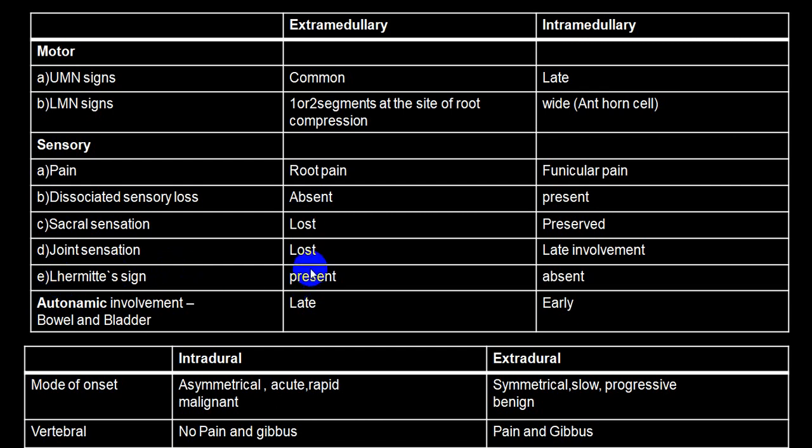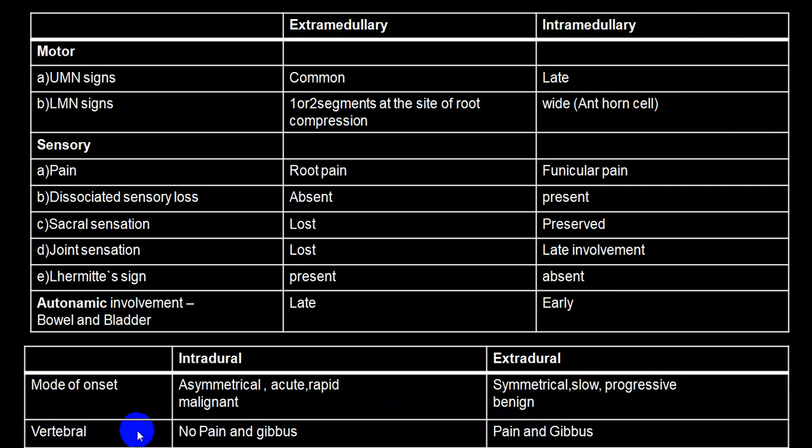Lhermitte's sign will be present in an extramedullary lesion, while it will be absent in an intramedullary lesion. As far as bladder and bowel involvement is concerned, it is very early in an intramedullary lesion, while it is a late involvement in an extramedullary lesion. In intradural and extradural lesions, the intradural is asymmetrical, acute and rapid, because it is very frequently due to secondary metastasis. While the extradural is usually symmetrical, slow and progressive, because these are usually benign lesions.